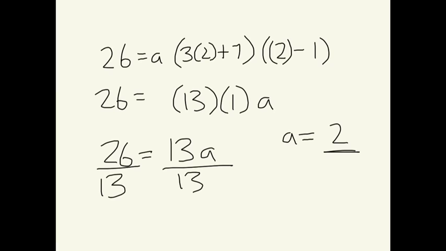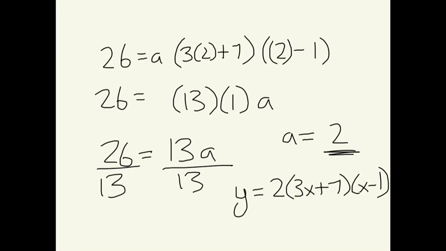This makes it easy. Just plug it into the rest of the equation. What we have here is an equation, the factored form is going to be 2, and it's going to be 3x plus 7, x minus 1. And that is the factored form.